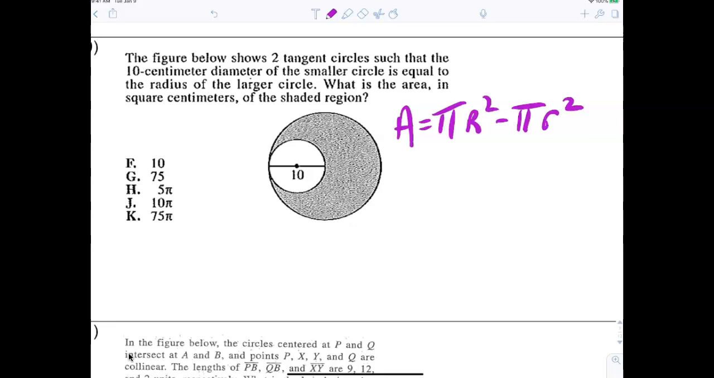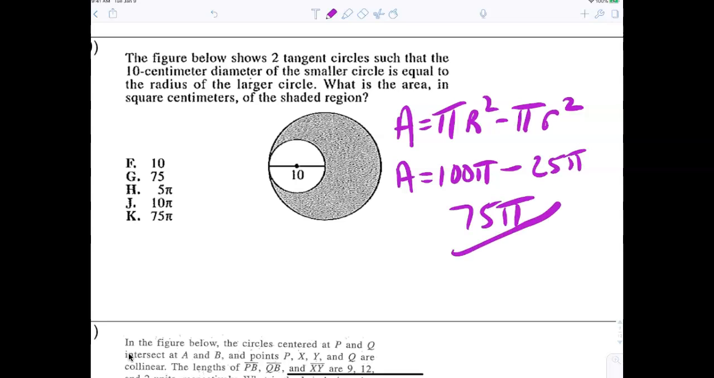What's the big radius? 10. Area equals 100 pi. What's the radius of the small circle? 5. Minus 25 pi, 75 pi. That's a really nice question. Are we okay with that?